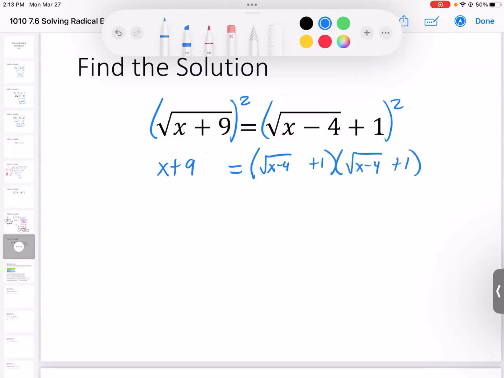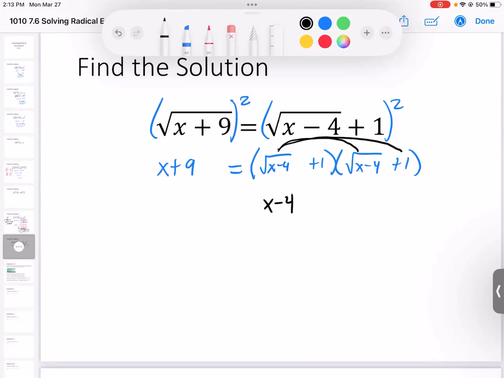So I need to use what we did, I think it was in our last class, but we need to use that idea of foiling radicals to simplify this. So we'll start off by saying the square root of x minus 4 times the square root of x minus 4 will be x minus 4 squared square rooted. So the square and the square root will cancel each other out and you get x minus 4.